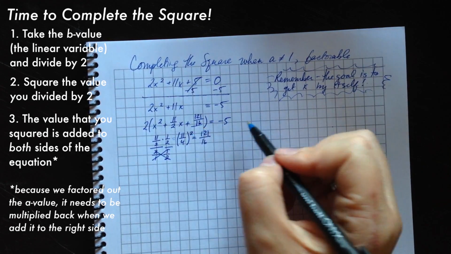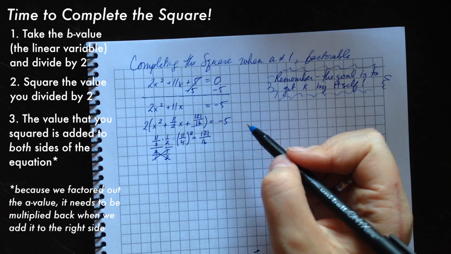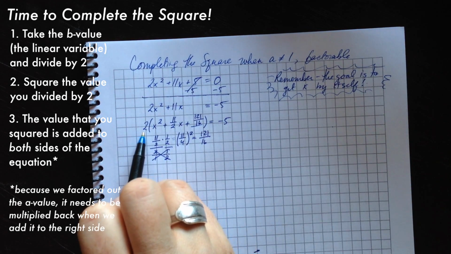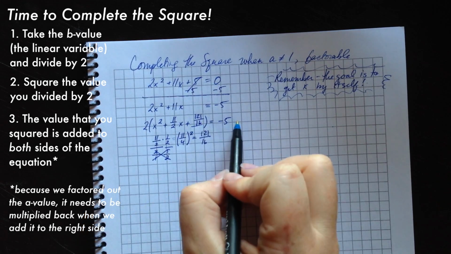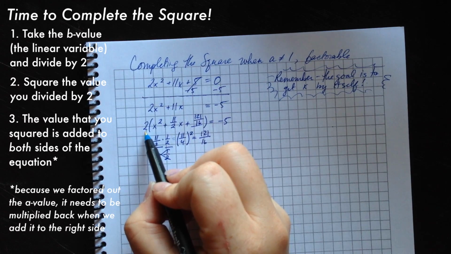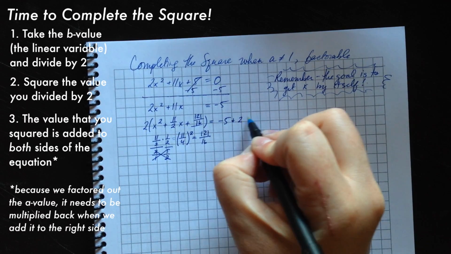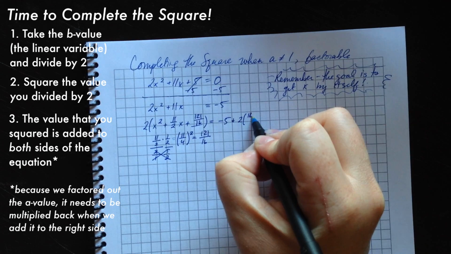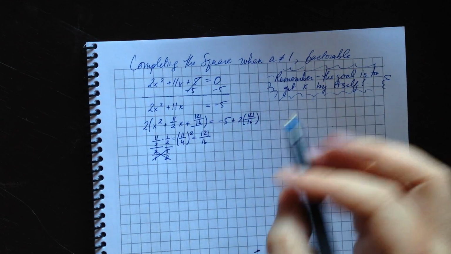And of course, we have to add that to the other side. Again, this problem is different because we had to factor out that a value. So when we go to add it on the other side, we have to multiply it by this value here. So we'll be adding 2 times 121 over 16.